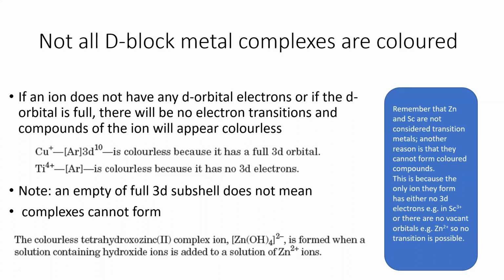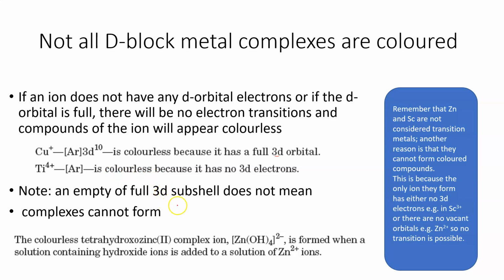It's key to remember that not all d block metal complexes are coloured. As we said, if it doesn't have unpaired d orbital electrons, or it's full, there's going to be no color. We can see here with the copper 1+ ion, this will be colorless in complexes because the 3d subshell is full. In contrast, the titanium 4+ ion is colorless because it has lost all its 3d electrons. So again, there are no 3d electrons here to see the effects of the 3d subshell splitting.